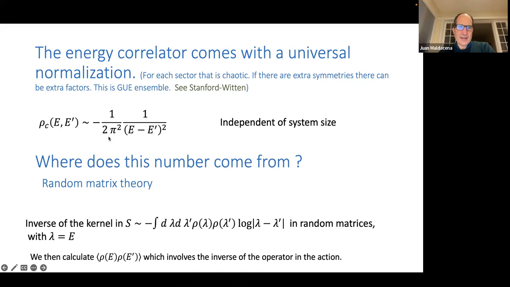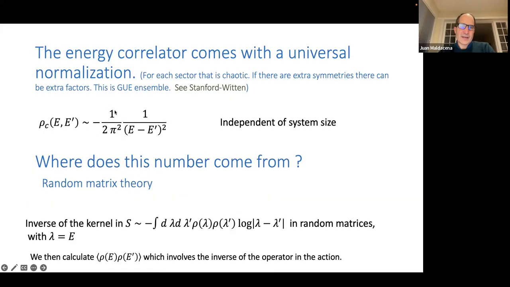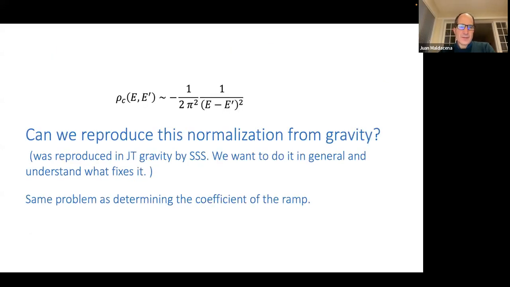And the fact that we have a particular coefficient here is related to the fact that when we look at the Vandermonde determinant, there is some particular coefficient in front. This is the coefficient for the GUE, the Gaussian unitary ensemble, where we have Hermitian matrices. We're assuming a Hamiltonian with no extra symmetries. One could consider the case with extra symmetries, but we'll not discuss that here.